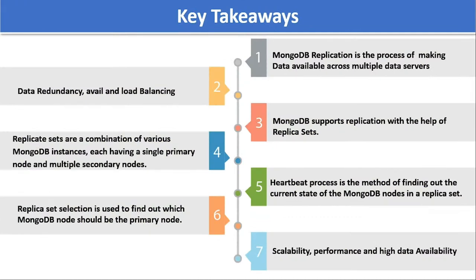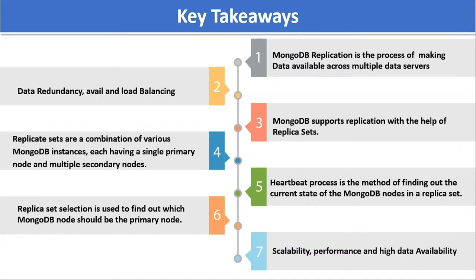And that brings us to the end of today's session, guys. So let us quickly recap what we have discussed in today's session. MongoDB replication is an important process which makes data available across multiple data servers. So instead of just storing data at one particular site, you can shift it across multiple data storage locations. Data redundancy, availability and load balancing are important factors that we've discussed in replication, which are important for maintaining such a huge database, with data that is constantly changing and ever evolving. MongoDB also supports replication with the help of replica sets.